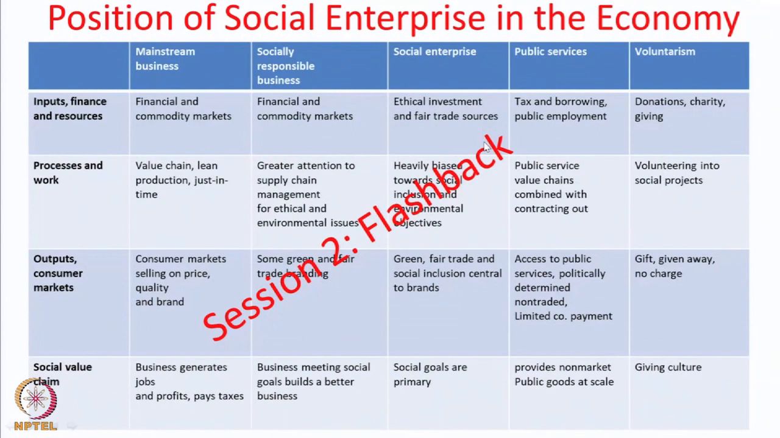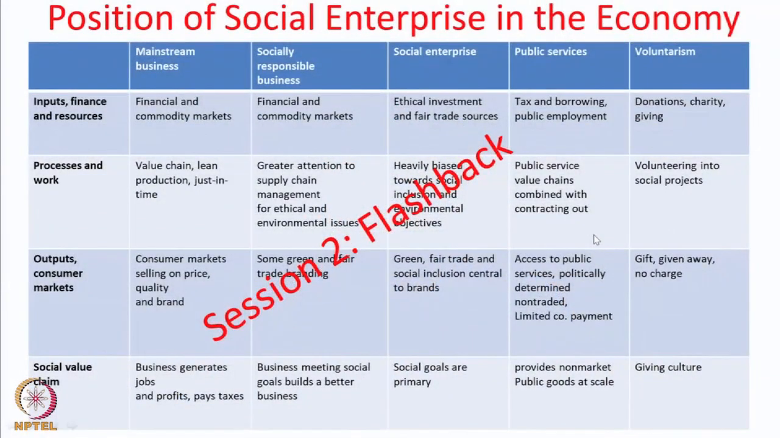If you focus on social enterprises, you might recall their special feature: ethical investment in fair trade practices, heavily biased towards social inclusion or environmental objectives. Social enterprises work on green, fair trade and social inclusion. These are central aspects of their brands, and social goals are primary for these organizations. Not-for-profit organizations primarily run on donations, charity, or giving by other actors in society. A lot of NPOs work on volunteering for specific social projects, and the giving culture is the most important social value claim they have.